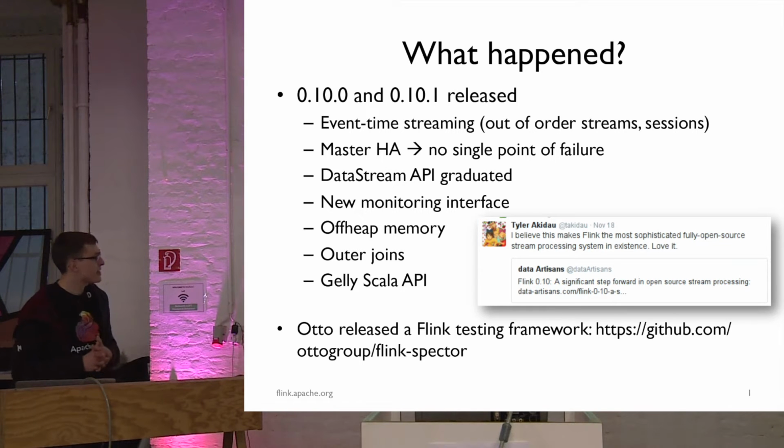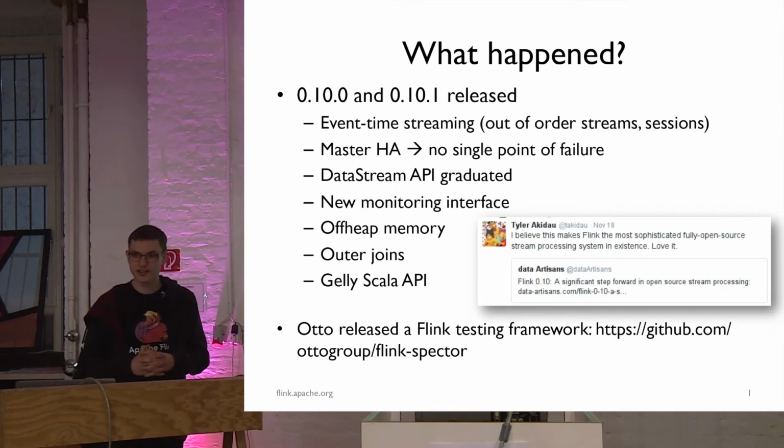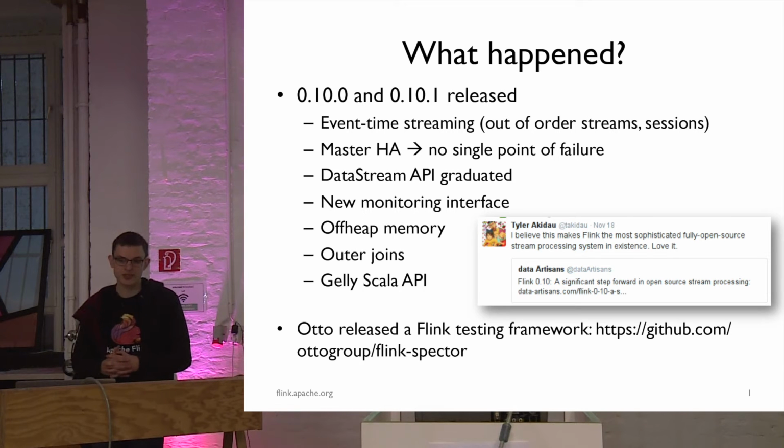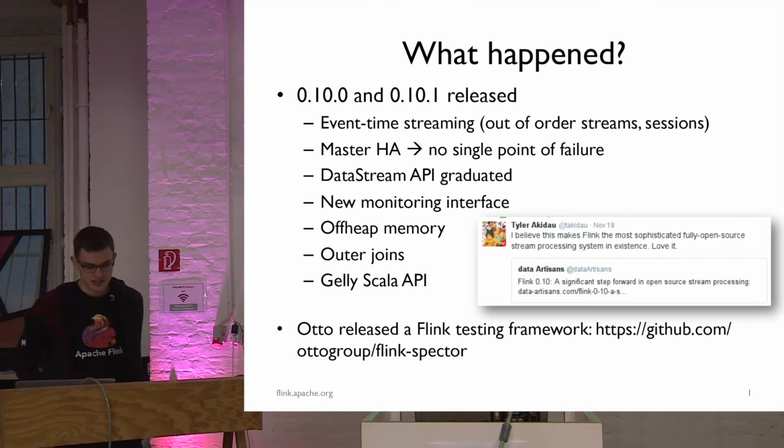We also added master high availability. This means you have no single point of failures. You can leave Flink running for several weeks, and we have production users who do that. We graduated the streaming API out of the beta flag, so it's now a stable, supported API.